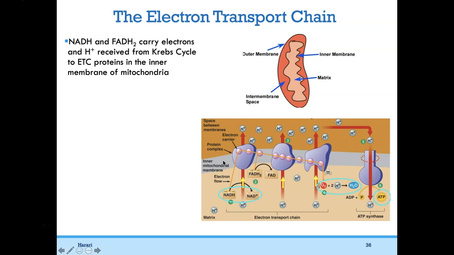This is what we're talking about. The electron transport chain is found on those inner membranes that are folded over and over again to maximize surface area. So we want to get the most ATP production in a tiny little mitochondrion.